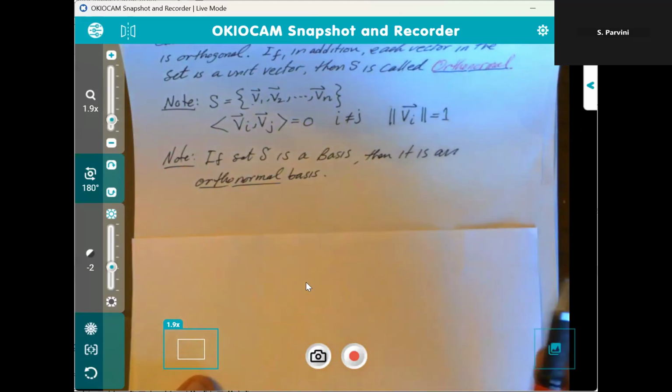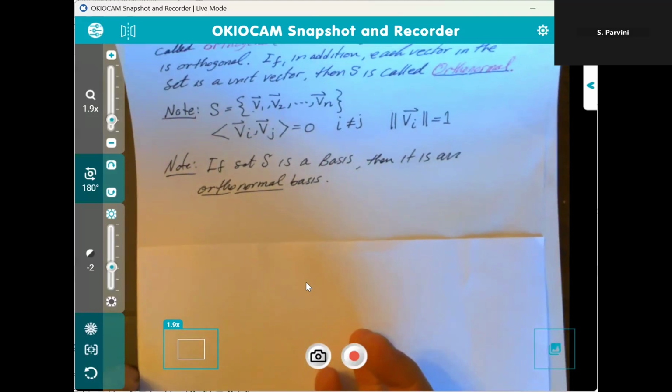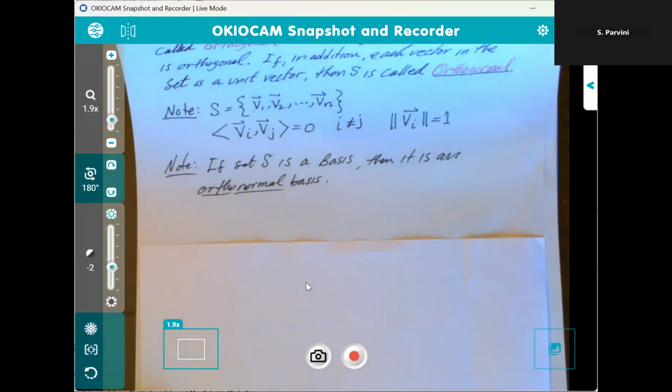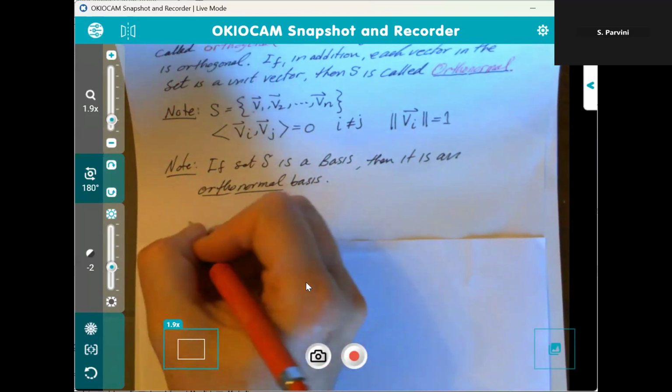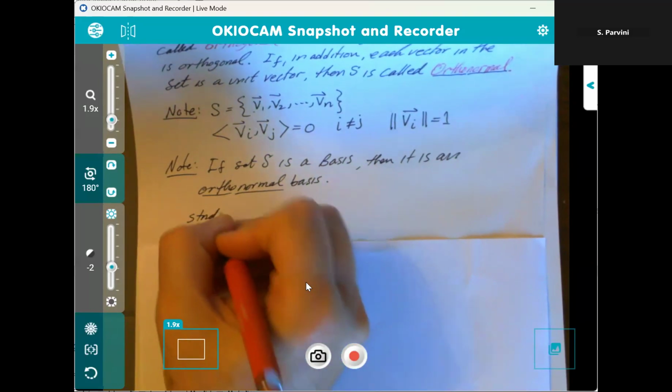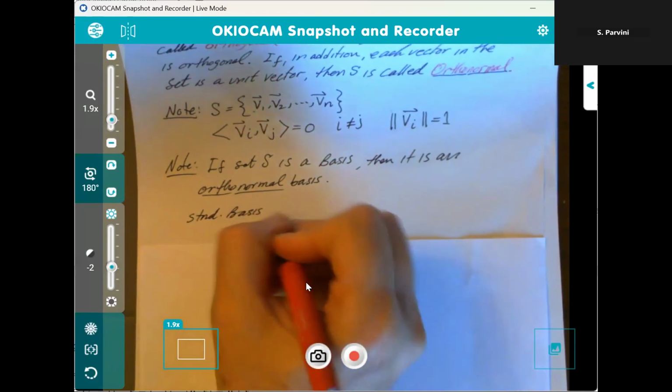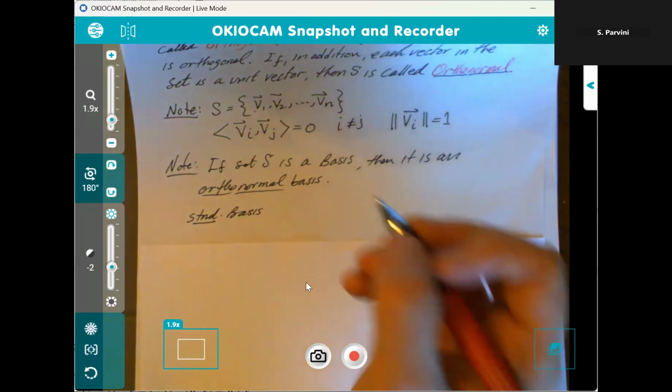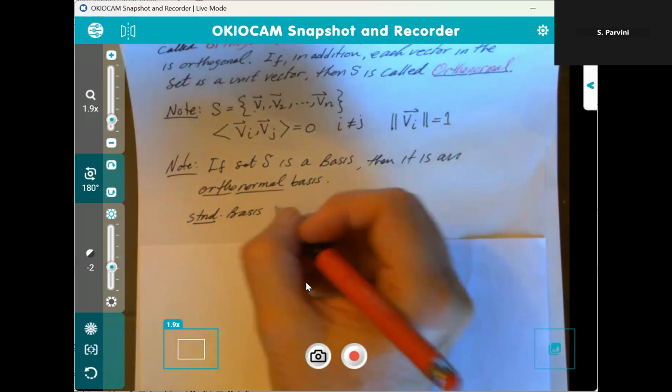Now, you are probably already familiar with some orthonormal bases, right? There are, in fact, many non-standard orthonormal bases in Rn. There are many of them. And for instance, if I look at the standard basis, standard means Euclidean, the standard basis in R2.